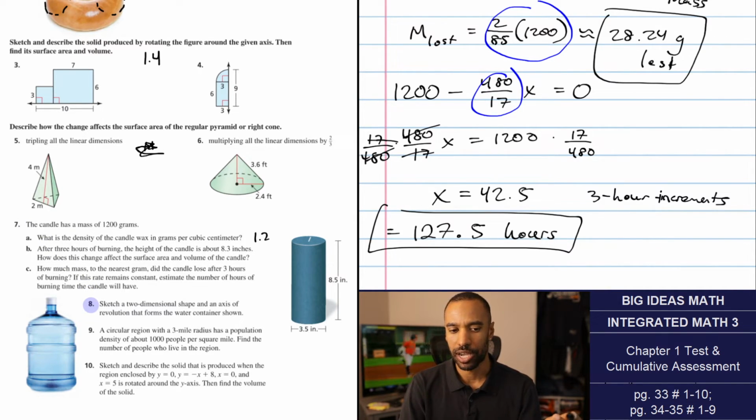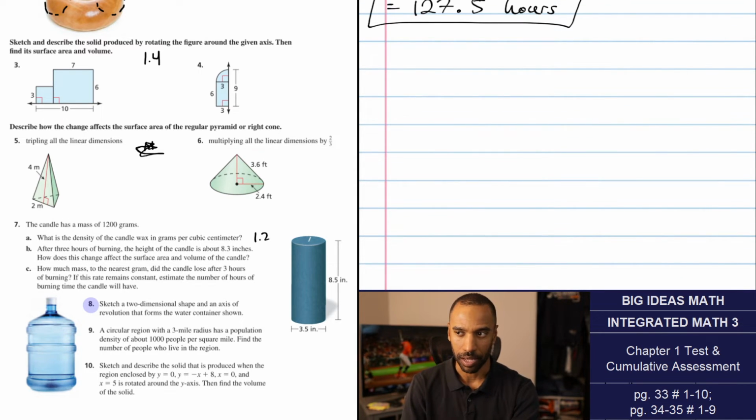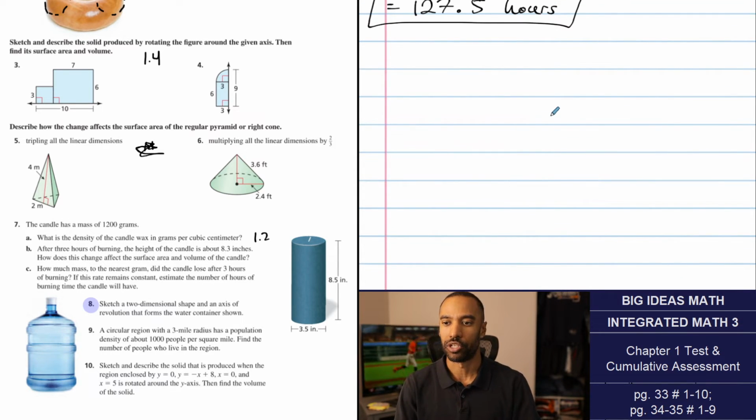Sketch a 2-dimensional shape and an axis of revolution that forms the water container shown. Well, I can copy and paste that water thing. I know maybe you can't. I want to at least get the idea of it and just give you the drawing. I will trace around it, and then I'll do it probably in a standard way, or at least show you the standard version.